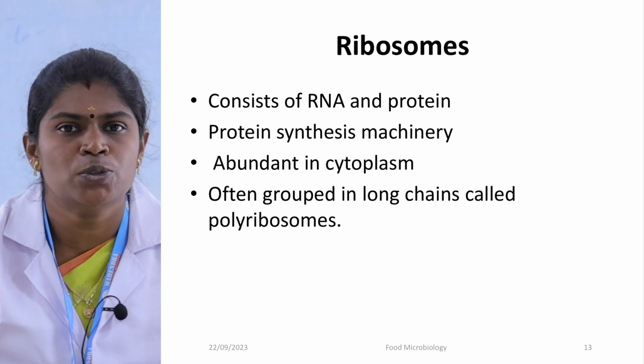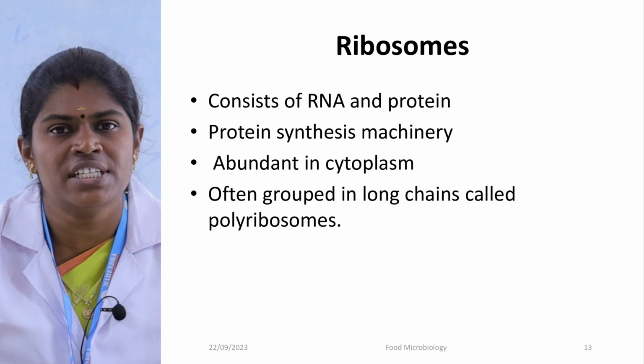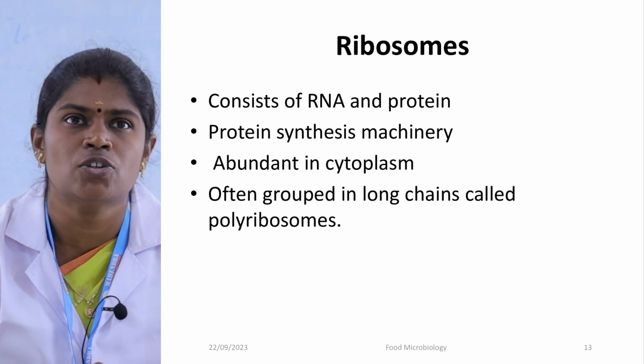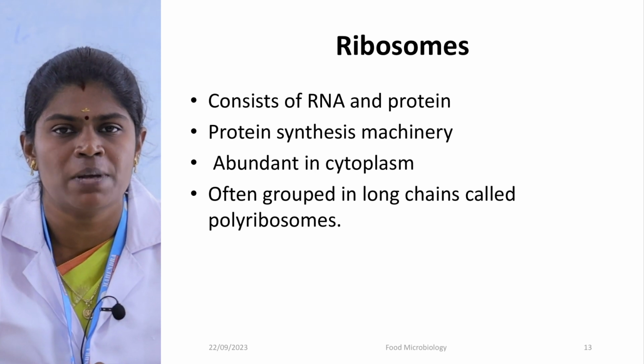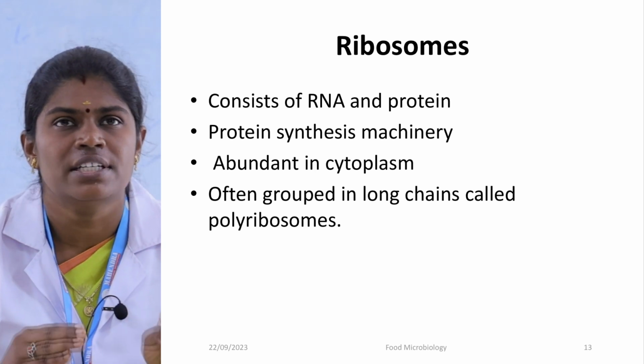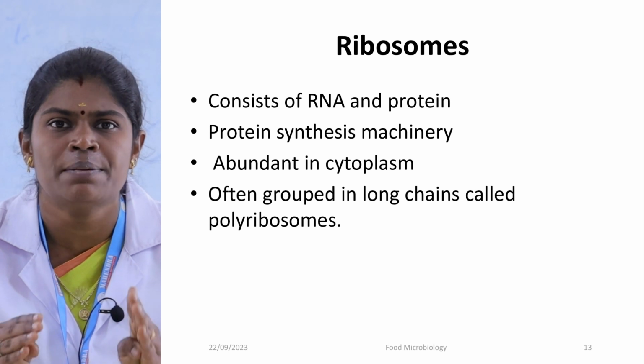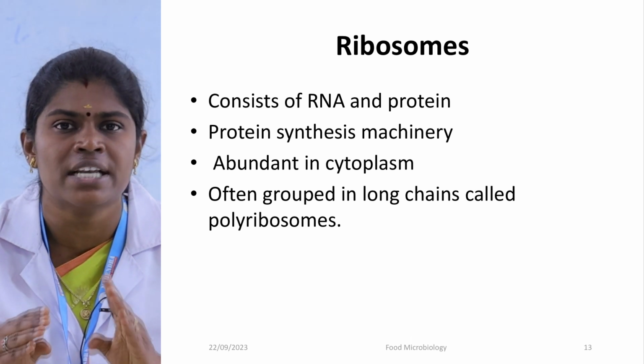Next one is ribosome. This is the manufacturing area of protein, which consists of RNA and protein. It is abundant in cytoplasm. We can see single ribosomes or multi-ribosomes. Those multi-ribosomes are called polyribosomes.